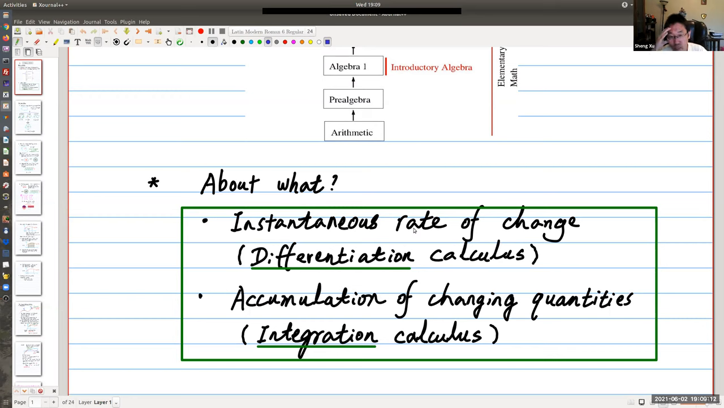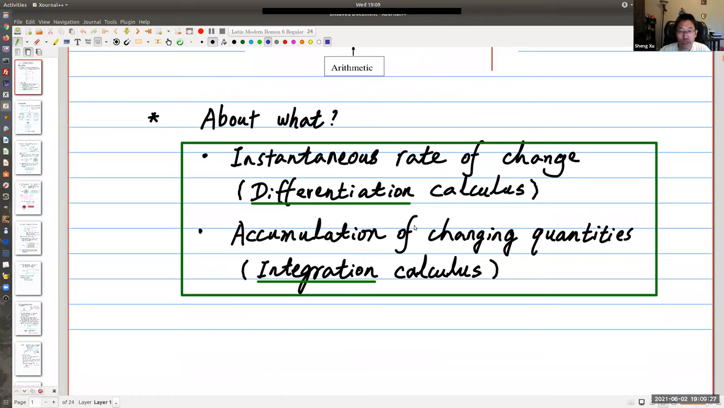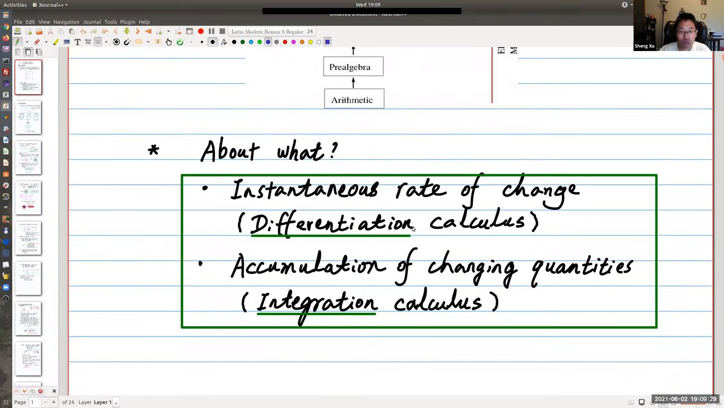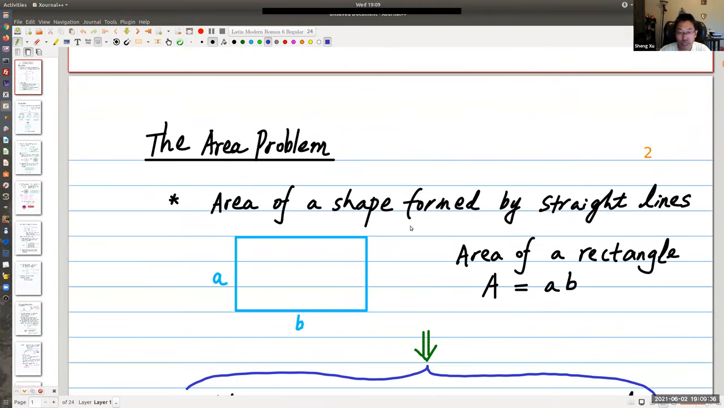So that's quite mysterious right now, right? What do you mean instantaneous rate of change? What do you mean differentiation? What do you mean integration? To understand what calculus is about, I'm going to present some fundamental problems. The first problem is the so-called area problem, okay?